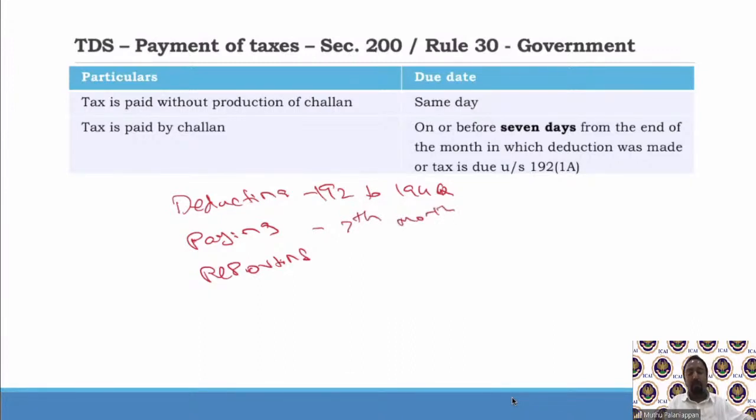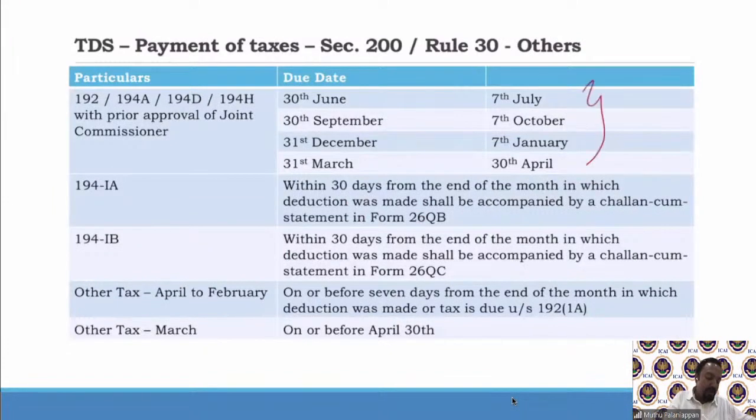Without challan, I'll not get into that. Basically, when two government organizations are dealing, they do a book entry rather than actually paying, so we'll stop there. What about other organizations? This is what is important. For certain persons, for 192, 194A, 194T, and 194H, you can get approval and pay it quarterly. So for June, it is 7th July. For September, it is 7th October. For December, it is 7th January. For March alone, it is 30th April, because you will have provisions and adjustment entries, so you're given some extra time. For every other section, for 194IA, that is without TAN, based on PAN, 194IA is for immovable property.